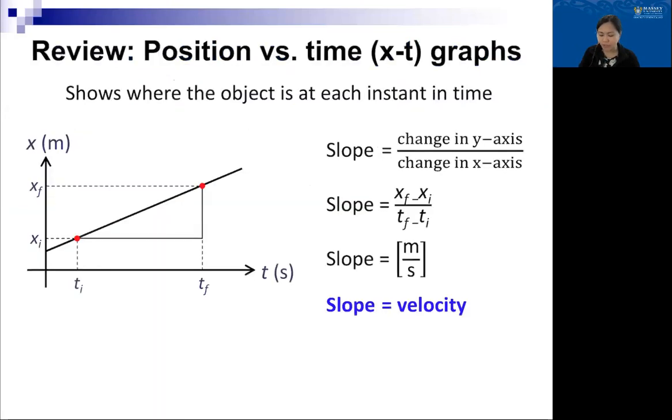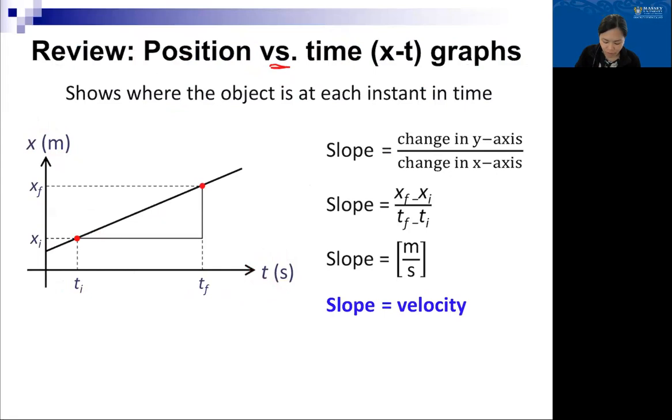Okay, so a little bit of revision from last week's lesson. This is the motion graph of an object showing the position x versus time. So again, when we say position versus time, the y-axis will contain the position and the x-axis will contain the time. If you look at this graph here, the y-axis is the position x measured in meters, and the x-axis is the time measured in seconds.